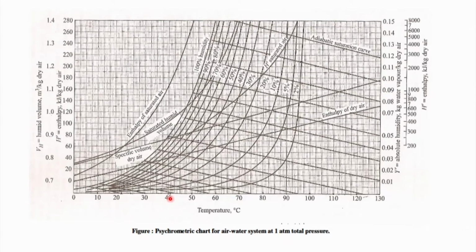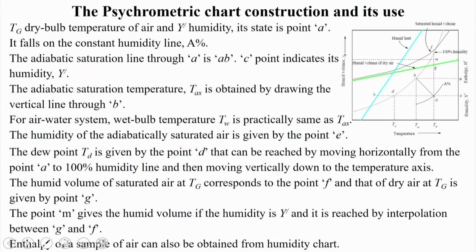And correspondingly, the enthalpy of the saturated air will be obtained from this curve, and the specific volume of the dry air will be obtained through this curve, which is the green one in the previous figure.